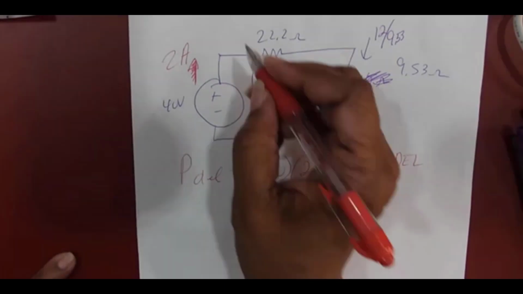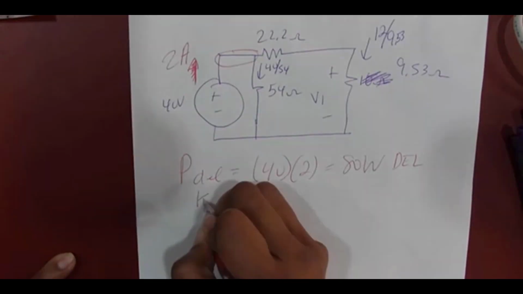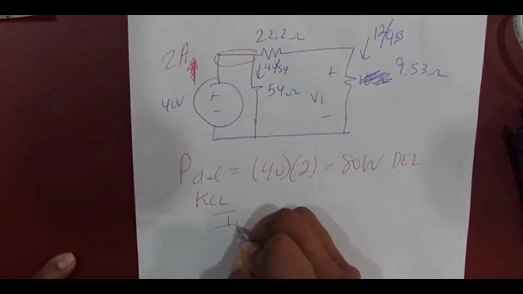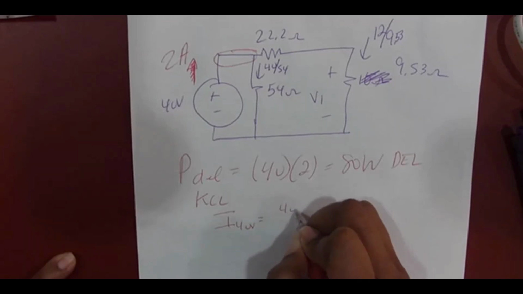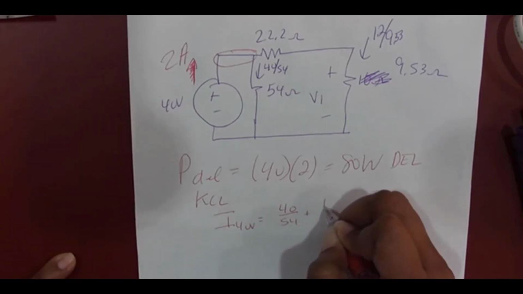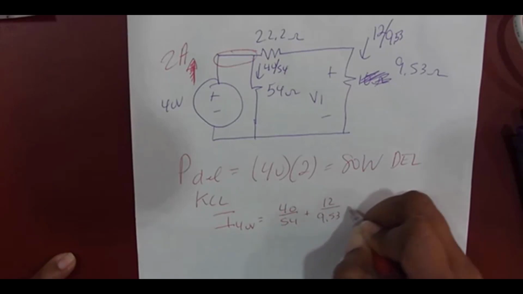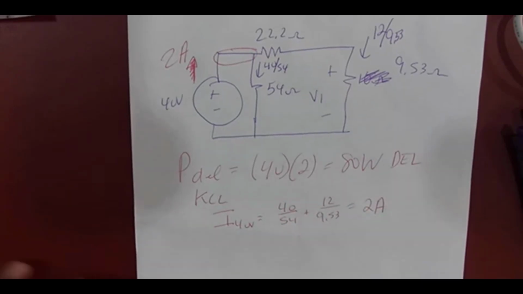So once again, what we did was we summed the currents at this node using KCL, so the current from the 40 volt source was 40 over 54 plus 12 over 9.53 to get the 2 amps. Questions? Going once?